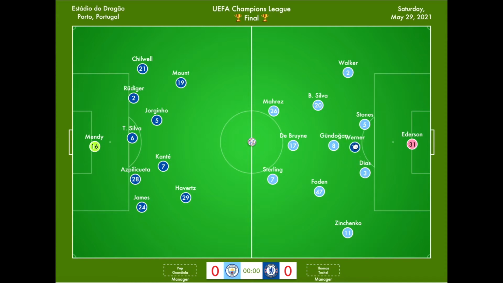And once that pressure has been made, City can then not build up play as quickly or as efficiently as they would have wanted to. So that's one route that they could take.